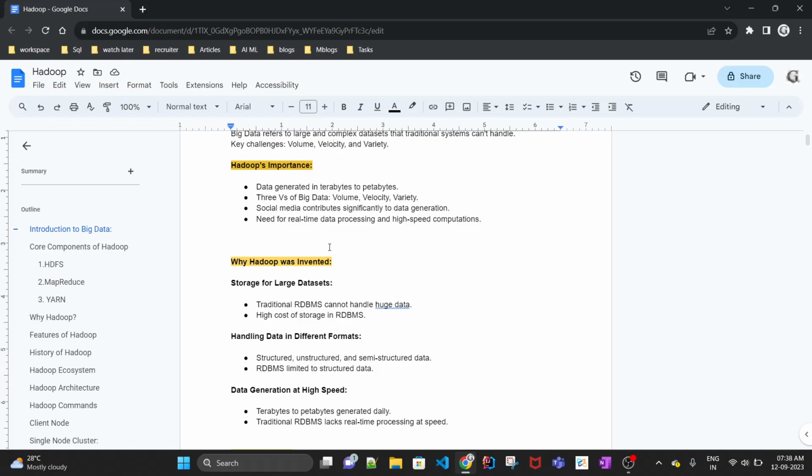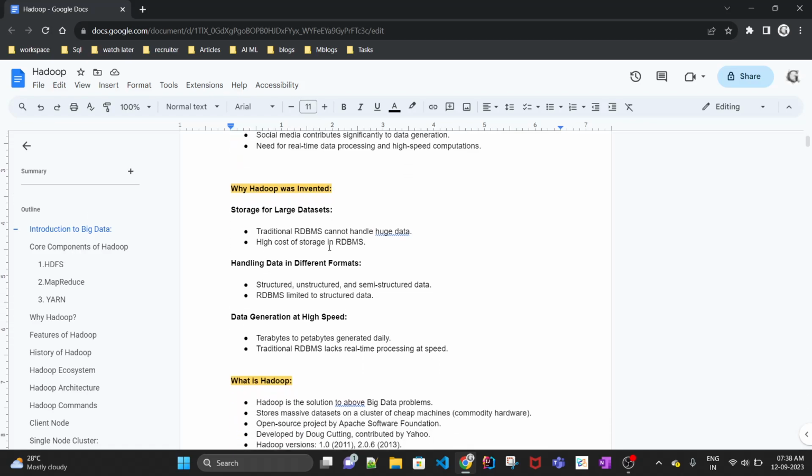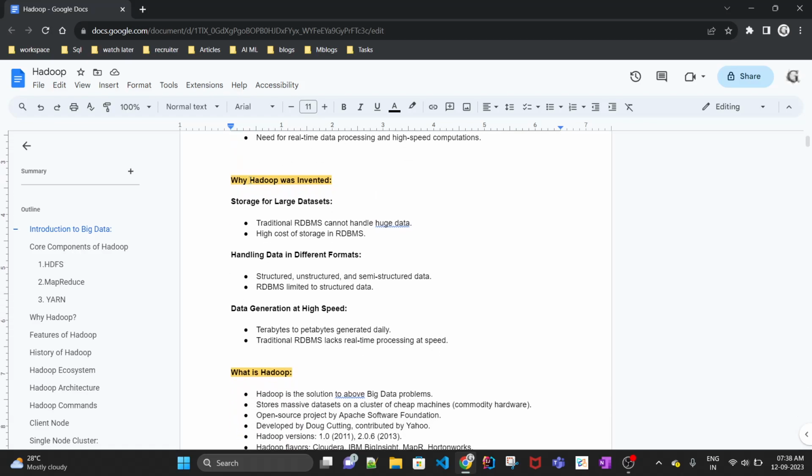For example, we have a large amount of data and we want to process it. We want something distributed where, at the same time, multiple processors can run on the same data. We should have some parallelism. For that, that's where Hadoop was invented.